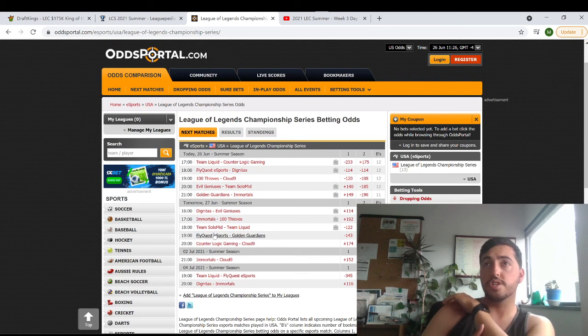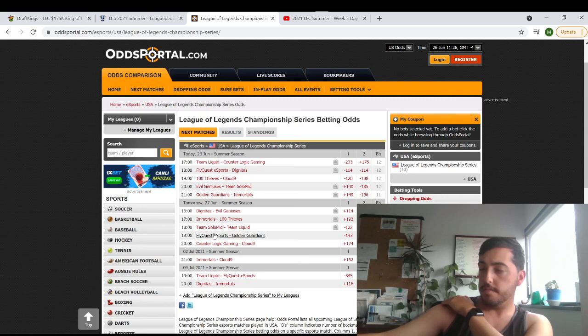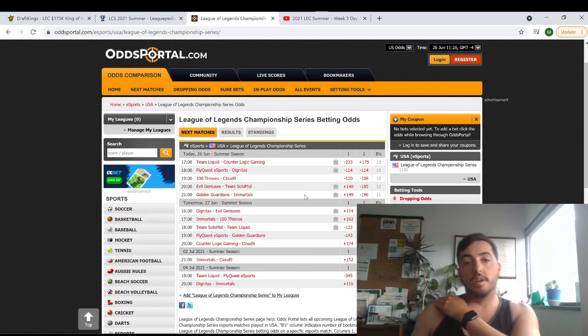Like, CLG does play very aggressive early game. C9's weakness right now seems to be the early game. If they create a large enough advantage in the early game, then yeah, that's just kind of how it works out.